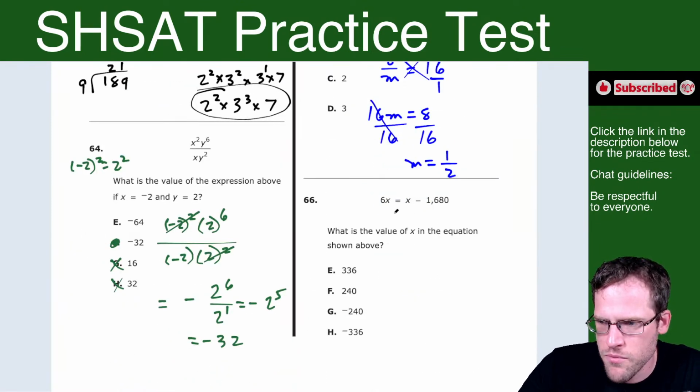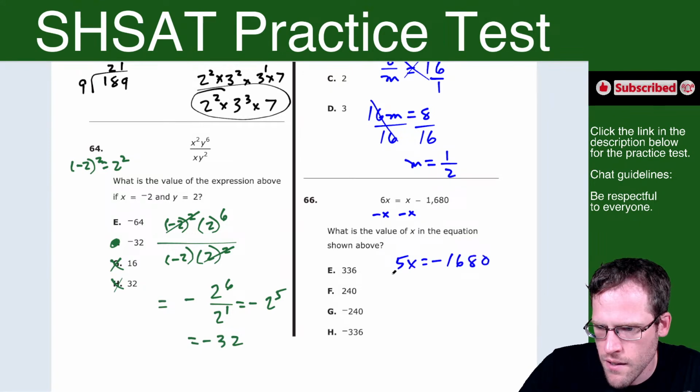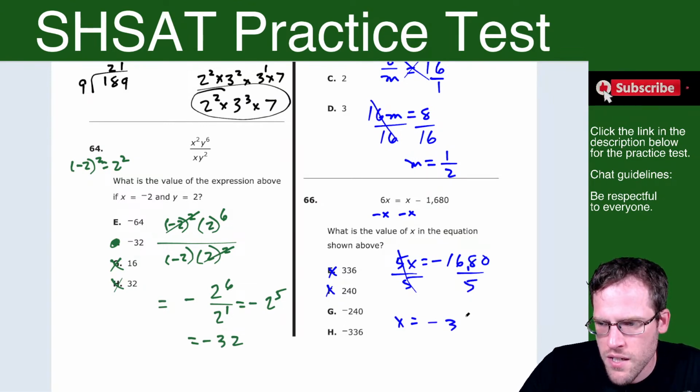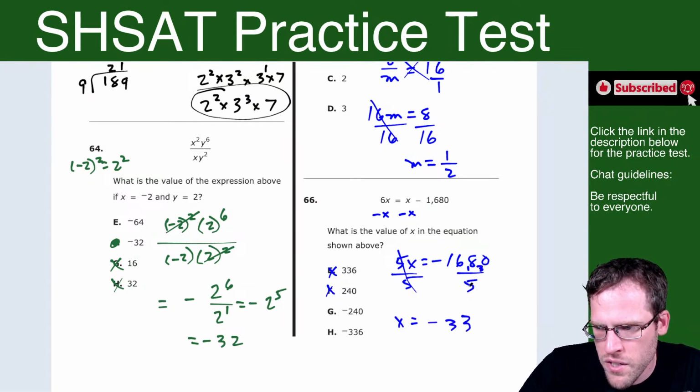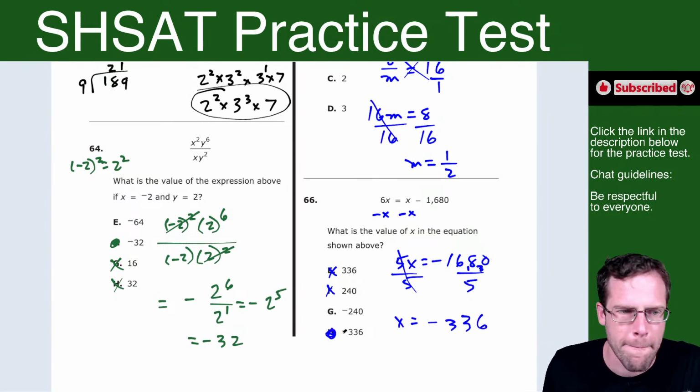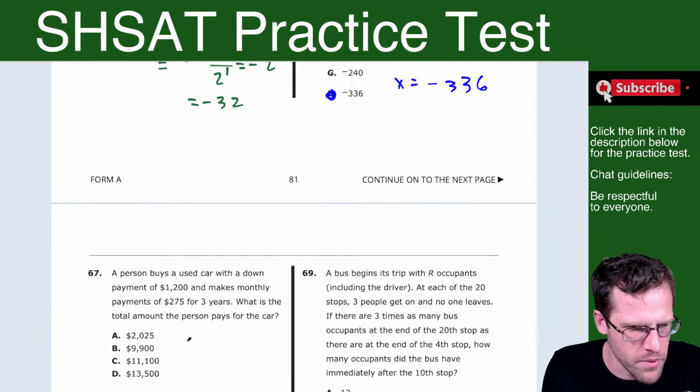What is the value of x here? All right, so this one, subtract x on both sides. And you'll get 5x equals -1680. Then you divide both sides by 5. You know your answer is negative, so it's G or H. And then x equals negative 1680 over 5. 5 goes into 16 3 times with a remainder of 1. 5 goes into 18 3 times with a remainder of 3, and it goes into 30 6 times. So negative 336. All right, so here we go. We're flying a little bit.